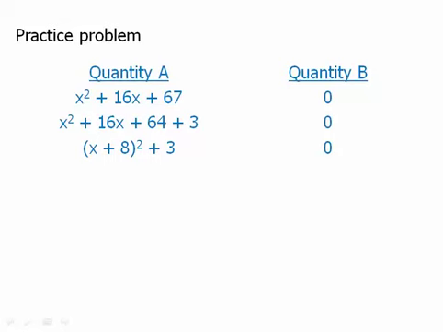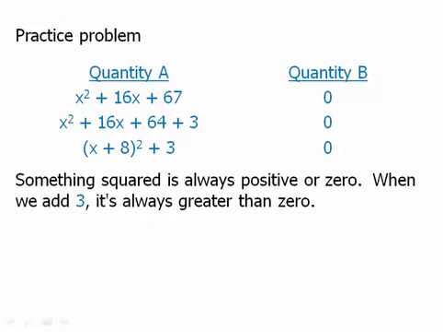Now putting it in that form makes some things very clear. When something is squared, it's always positive, or it could be 0. If x equaled negative 8, that would equal 0. When we add 3, it's always greater than 0, because even when x equals negative 8, we'd get 0 squared, which is 0, but then plus 3, that would still be 3, that would be greater than 0. So it's either 3 plus 0 or 3 plus a positive number. That's always greater than 0, so answer A is in fact always correct.